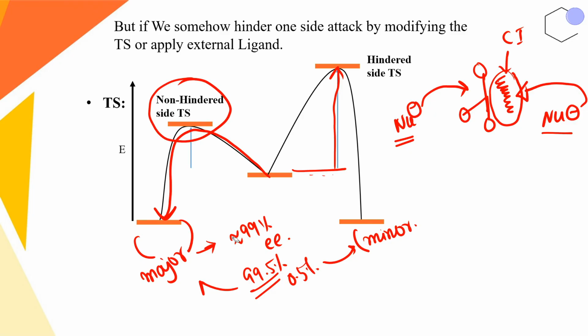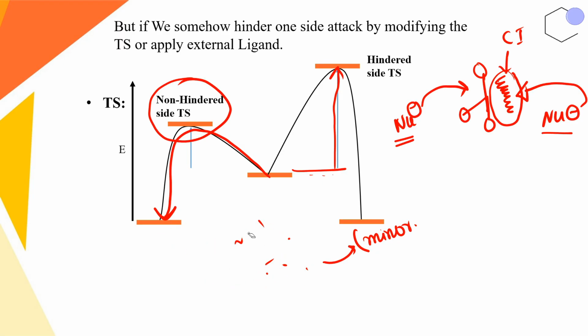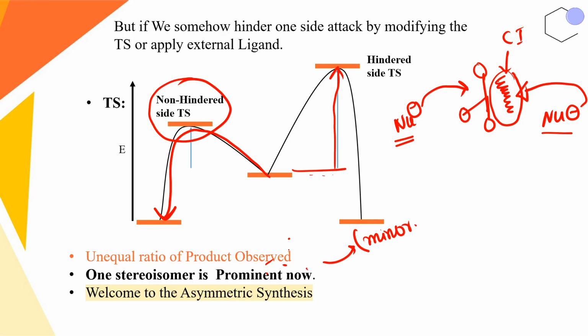Okay, so in a simple way, we can now say that an unequal ratio of product is observed and one of the stereoisomers is prominent over the other one, and welcome, you have entered into asymmetric synthesis. And thus asymmetric synthesis has been designed as well as done in the laboratory scale as well as the industrial scale.